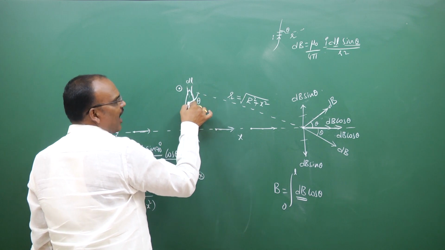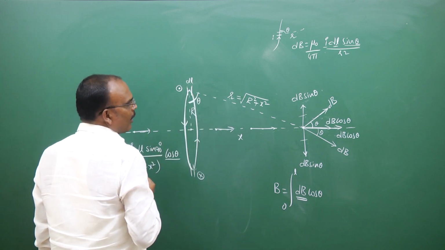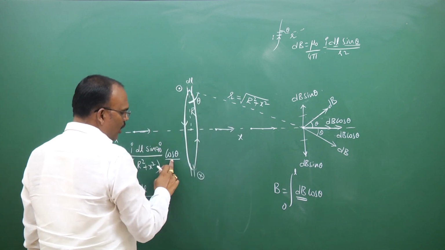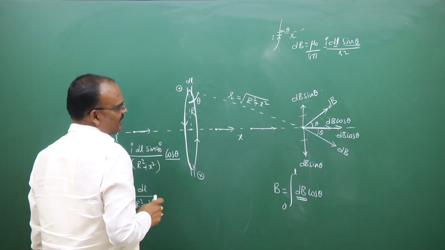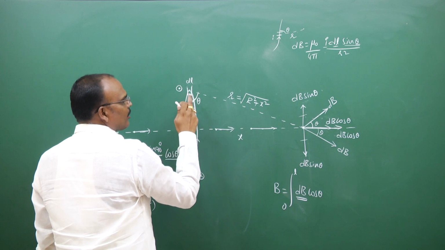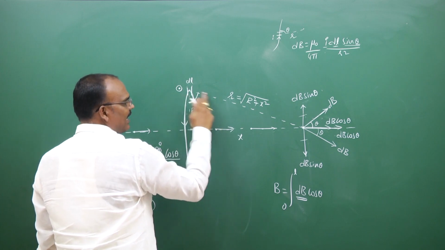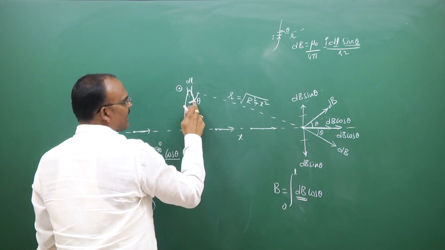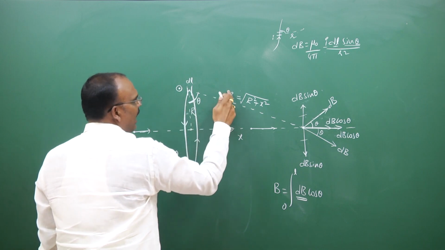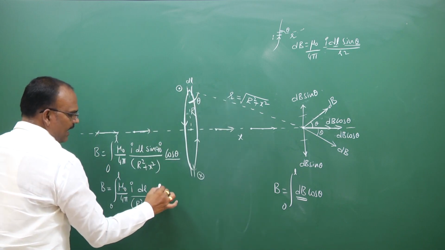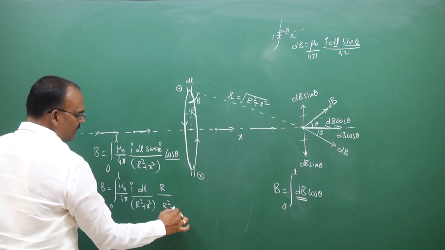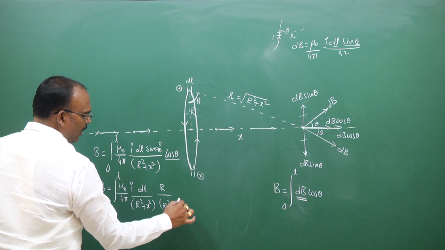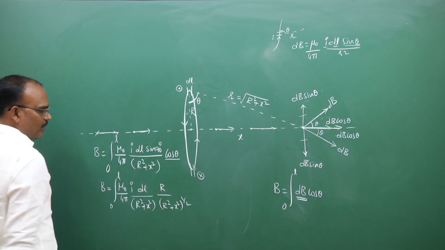See, we have theta here. If theta is here, cos theta is adjacent side by hypotenuse. The angle is here, so we have to calculate for this right angle triangle. This is theta, so adjacent side by hypotenuse. The adjacent side is R. The hypotenuse I'll write like this: R square plus x square whole power 1 by 2.